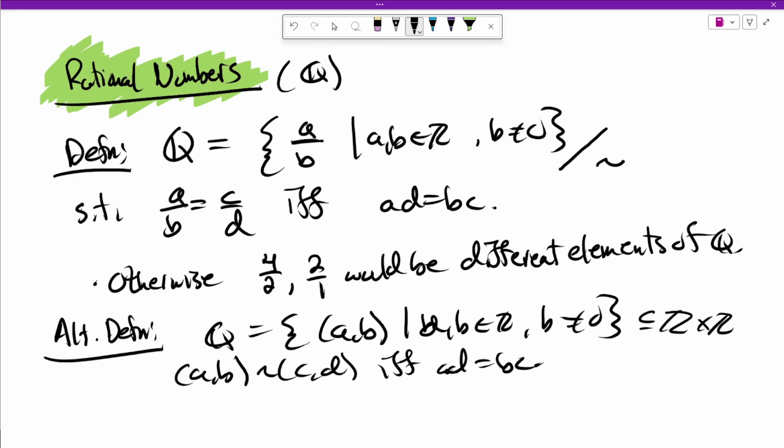But it's the same definition. Instead of viewing it as a fraction, we're viewing it as an ordered pair. But it's the same thing. It's pairs of integers, where the right integer is not 0, where the denominator is non-zero. And we have to regard them as being the same if and only if the cross product is the same, and it's the same definition.